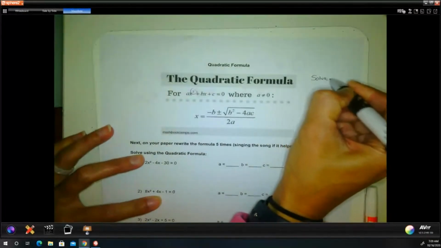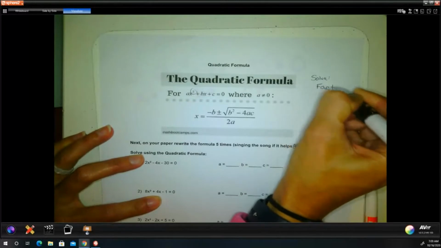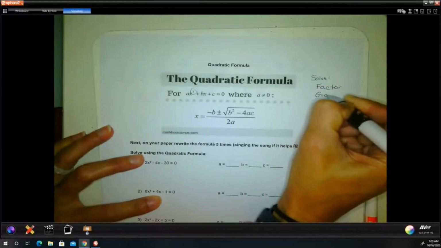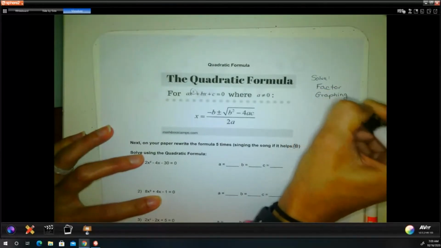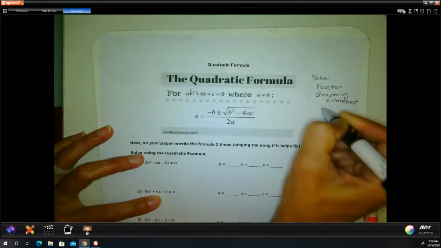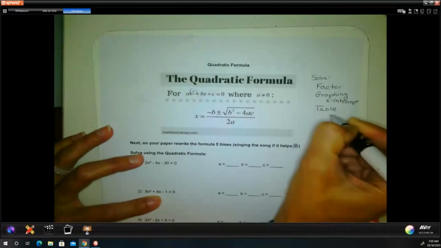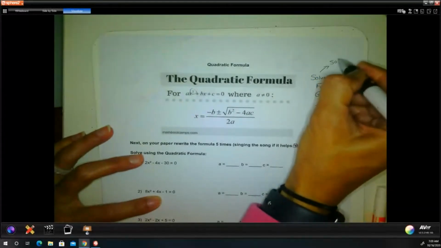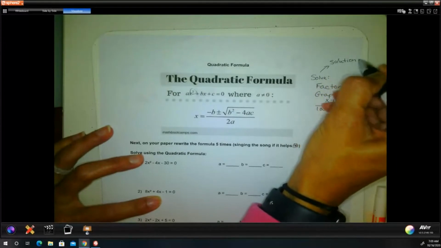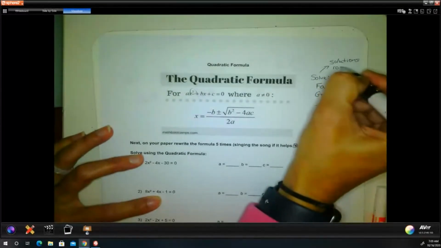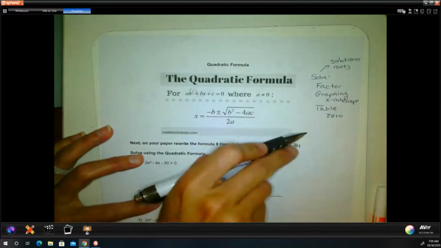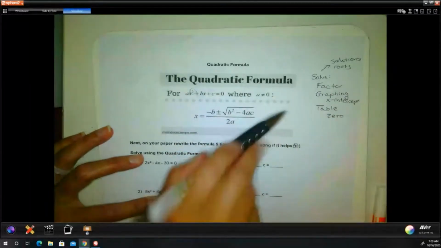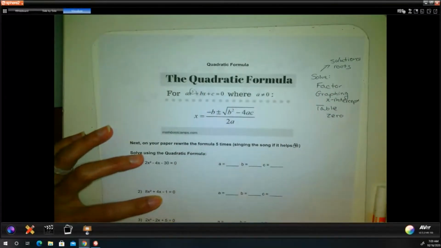Remember, we can solve by factoring, we can solve by graphing and looking at the x-intercepts, we can solve by using a table and looking for the zeros. And sometimes our solve, which means find the solutions, is also called finding the roots. So these are all the strategies we have, and the quadratic formula is just one of them.